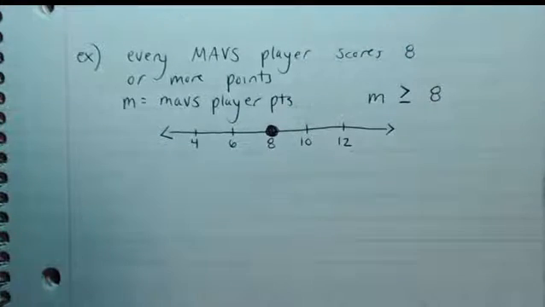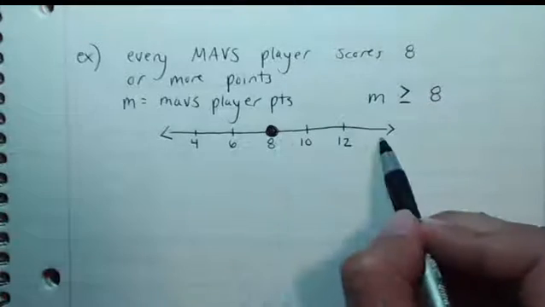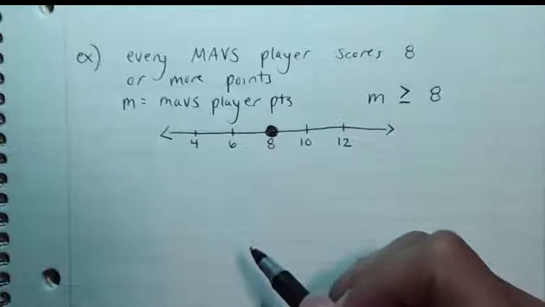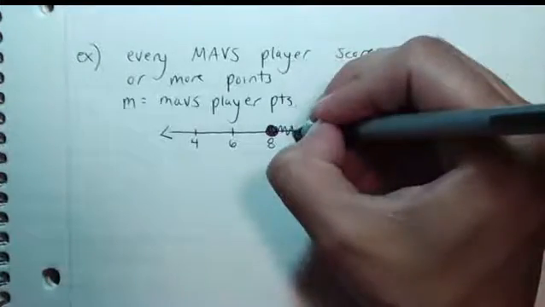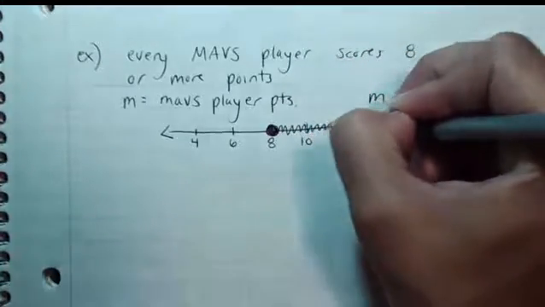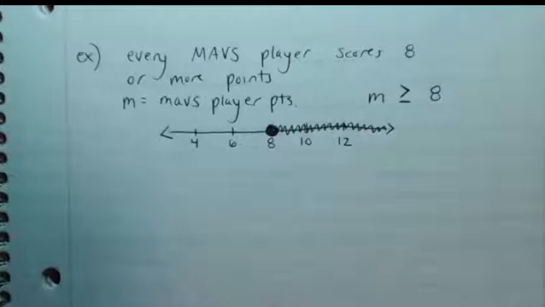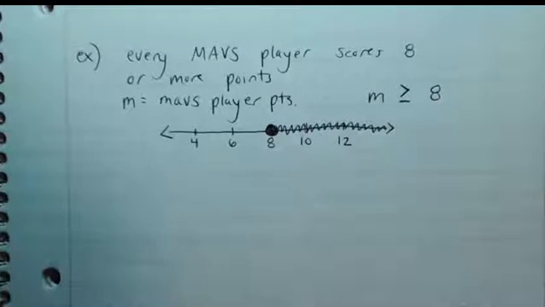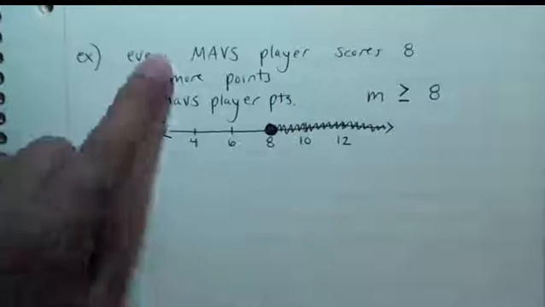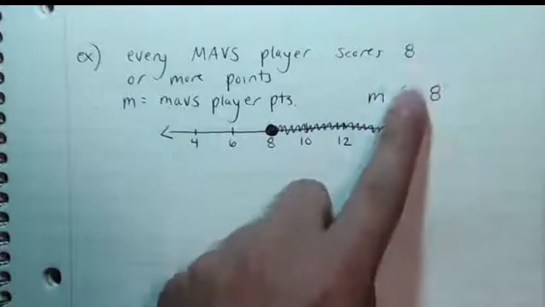And if everyone scores more than 8, which direction am I going to shade, the right or the left? Well, 10 points is more than 8, so is 12. So I'm going to go ahead and shade everything to the right. So it should look like that. My inequality is M is greater than or equal to 8, and that is how I should graph it. Now that's from a verbal expression to actually writing it numerically.